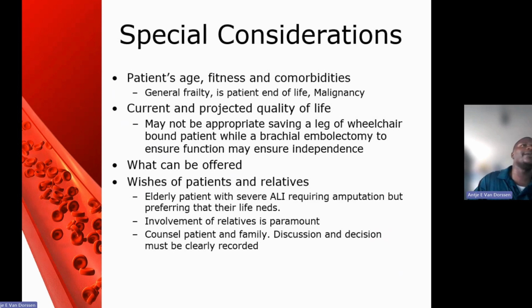It's like you have an elderly patient with severe acute limb ischemia and they require an amputation, but then the patient is saying, you know what, rather my life ends. But it's also very important, even though you understand that, you need to involve the relatives and counsel them, inform them about what is available, and there must be discussion, and the decisions that are made must be clearly recorded, because sometimes the relatives can actually come back with a lawsuit after that. But I think it's important to respect the wishes of the patients as well. But I think it needs to be appropriate as well.